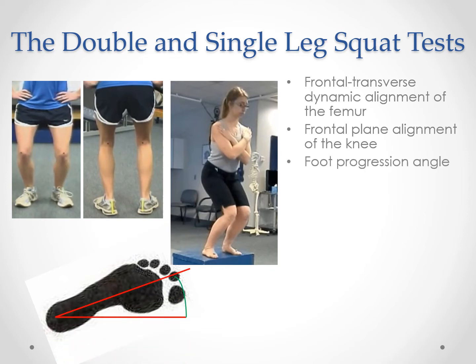Assess the foot progression angle, to what extent are the feet pointing outward, and the dynamic alignment of the subtalar joints, which is actually, and we're going to talk more about this as well, way easier to maintain in neutral in double leg than it is in single leg.